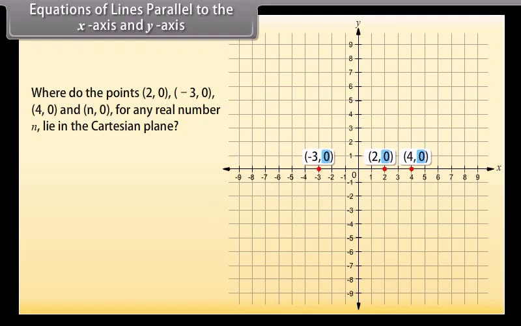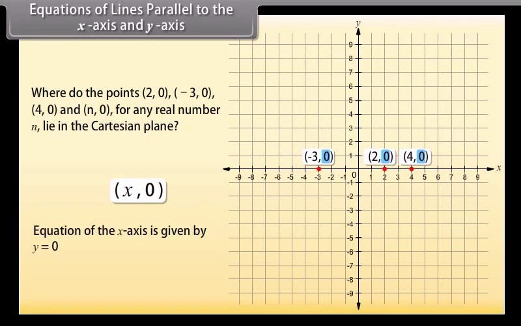In fact, every point on the x-axis is of the form (x, 0). So the equation of the x-axis is given by y is 0. Similarly, the equation of the y-axis is given by x is 0.